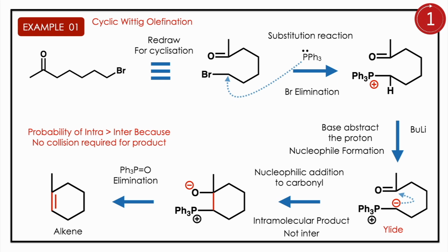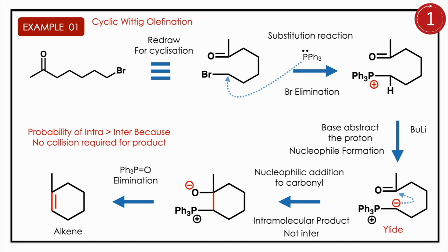By looking at the phosphine, you might realize it's a Wittig olefination reaction. First step will be Ylide formation. For that, you should redraw the molecule with bromine and carbonyl nearby. Then only the reaction will be easy to understand. So first step: phosphine attacks the bromine carbon. The attack leads to bromine elimination and PPh3 substitution. So phosphorus gains more valency, that's why there is a positive charge. Then butyl lithium, the strong base, abstracts the proton and forms the Ylide.